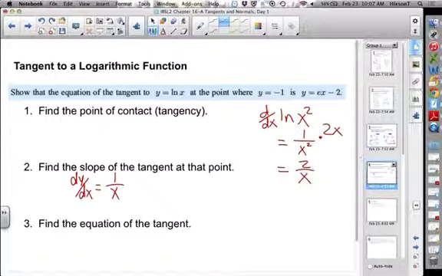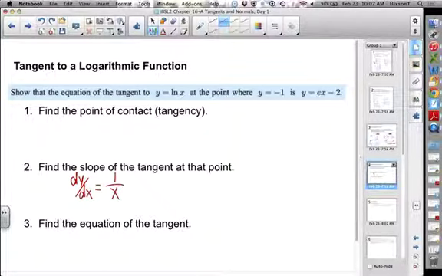Would it not work properly if you didn't use the chain rule? If you just went right to 2x over x squared? Well, if you're doing 2x over x squared, you are using the chain rule. You're just putting it together right away. Yeah, and that is the rule our book gave us. I just wanted you guys to make sure that you understood that rule was the chain rule.